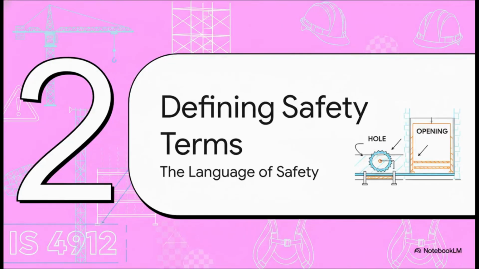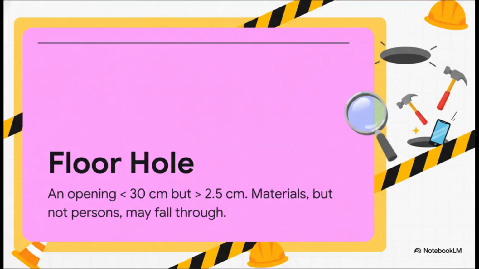All right, let's talk definitions. Now, I know this can seem a bit like being back in school, but trust me, in safety standards, words have very specific, very important meanings. Knowing the exact difference between a hole and an opening is what tells you what kind of protection you're legally required to have. First up, we have a floor hole. Think of this as the smaller, but still serious, hazard. The standard says it's any opening that's less than 30 centimeters, but bigger than 2.5.